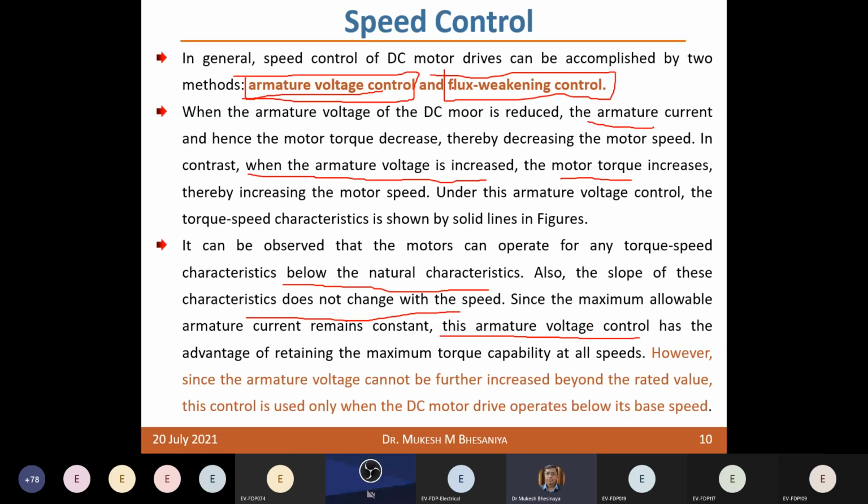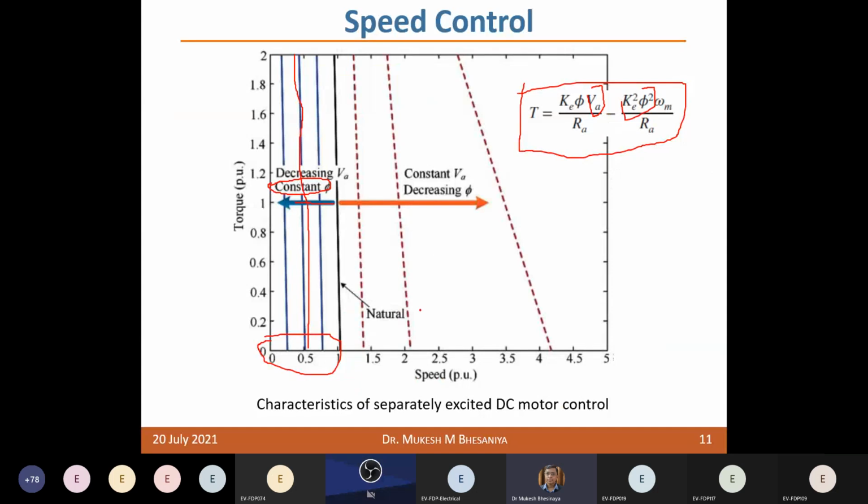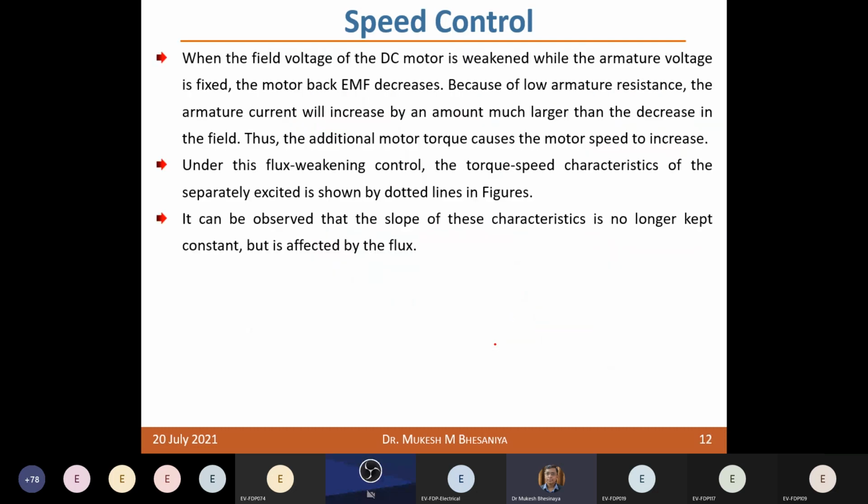Okay, and then after this will come in the picture, that is flux weakening. So further above this base speed, if you want to increase the speed, then these dotted lines represent the change in the flux. Now after this, you keep your armature voltage constant, which is the rated voltage, and you decrease the flux. And with the decrease in flux, you will get different speed torque relations, wherein your speed is increased, right? So when the field voltage of the DC motor is weakened while the armature voltage is fixed, the motor back EMF will decrease.